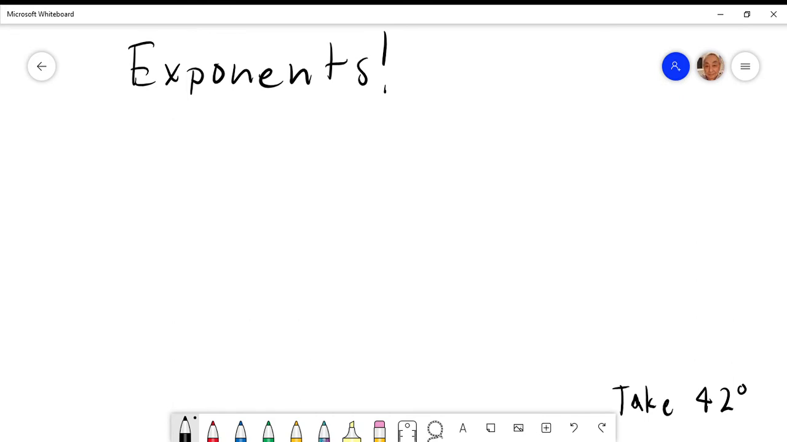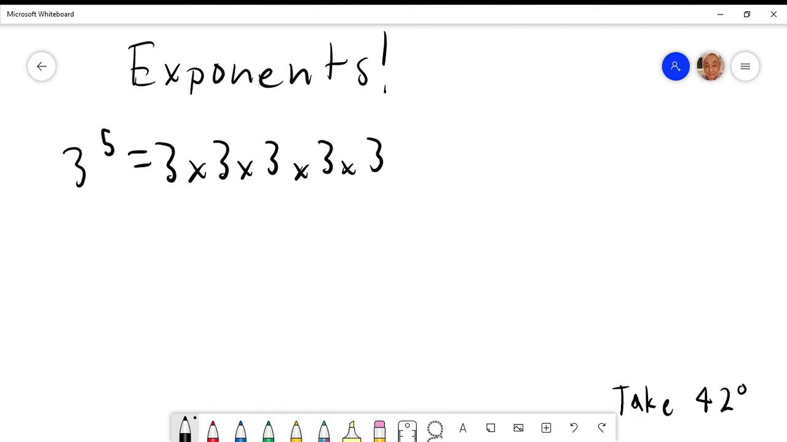An exponent just refers to the amount of times a number is multiplied by itself. For example, 3 to the exponent of 5 equals 3 times 3 times 3 times 3 times 3, which is also equal to 243. So, the whole number in this exponent is called the base, and the smaller number in the upper right-hand corner is called the exponent.